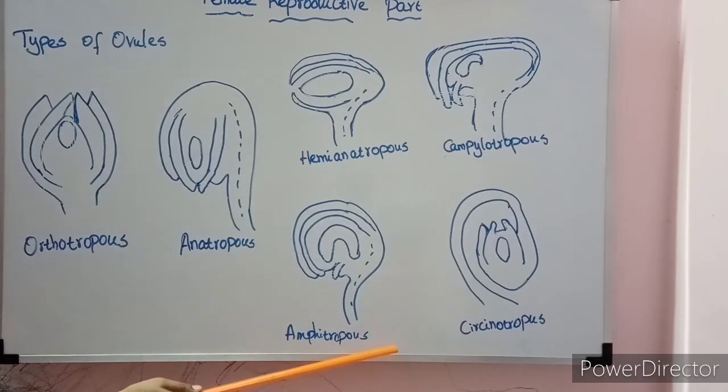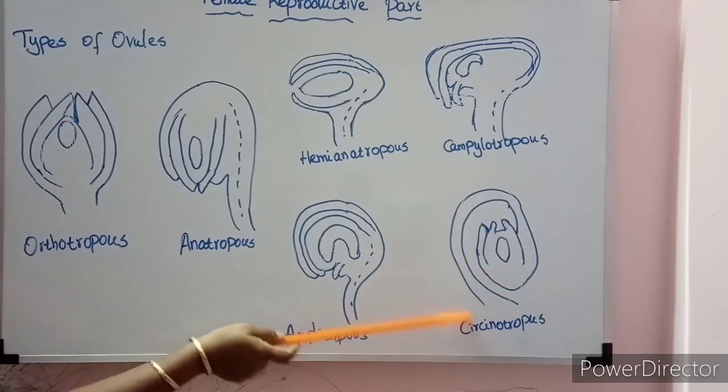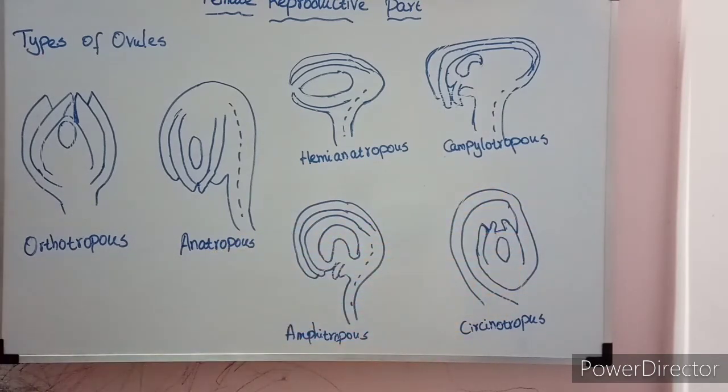Then circinotropous, where the funicle is very long. It covers the ovule, surrounding it. A very long funicle means it is called circinotropous. So these are the types of ovule based on the orientation and position of the micropyle with respect to the funicle and chalaza.